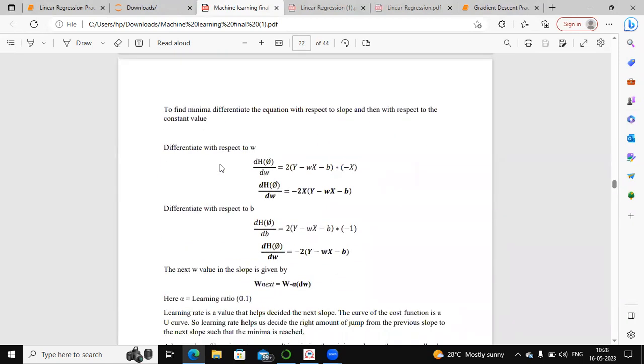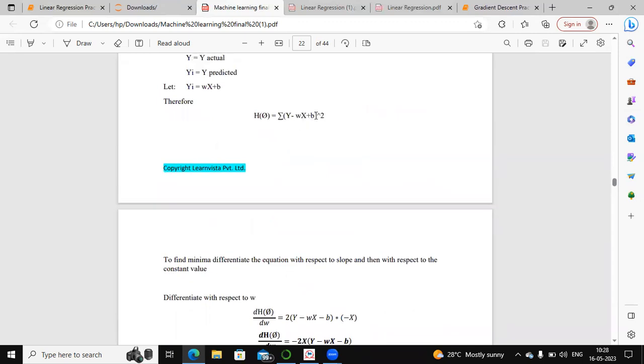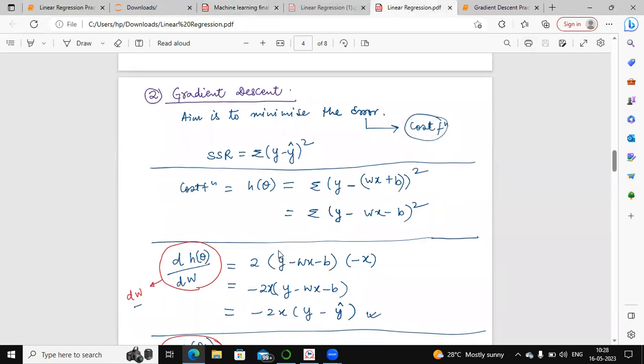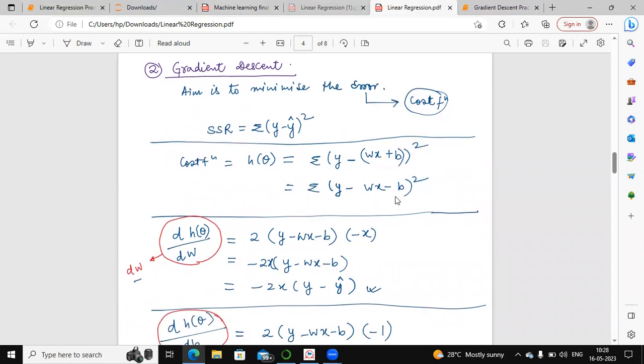So for that, we differentiate this equation with respect to w. Let me show this in this form. Gradient descent aims to minimize the error, that is the cost function. The sum of square residual is y minus y cap, where y cap is our predicted value. So the cost function is h of theta, the summation of (y minus (wx plus b)) whole square, since y predicted is the equation of line.